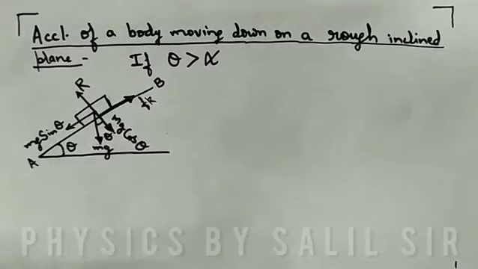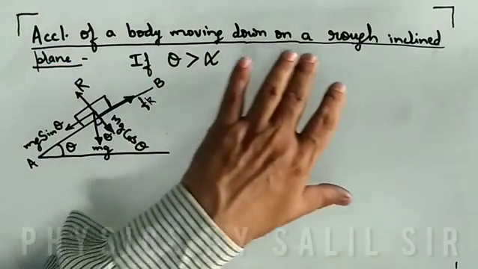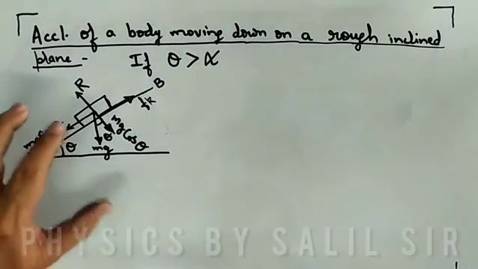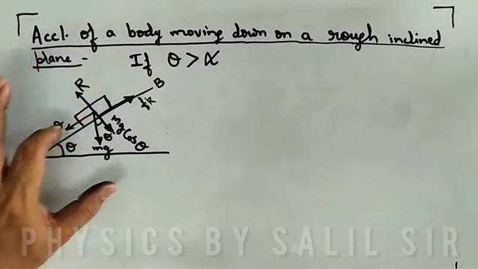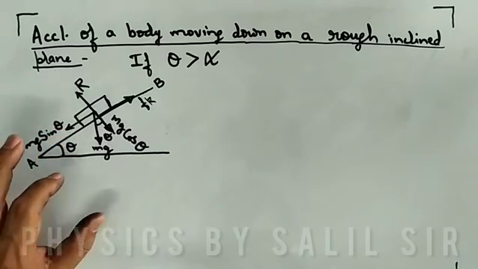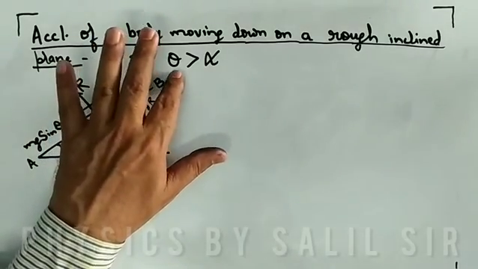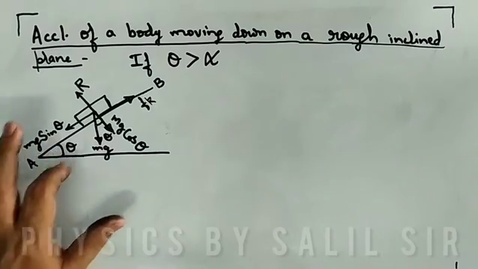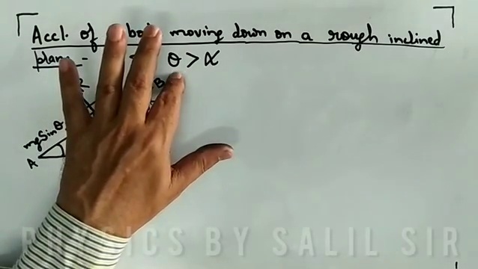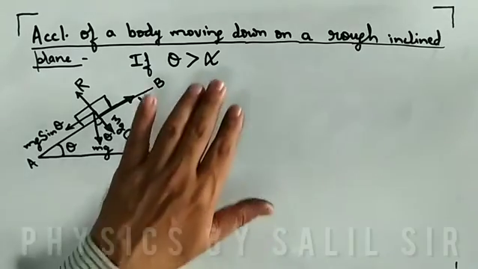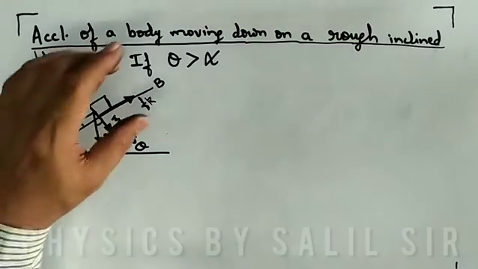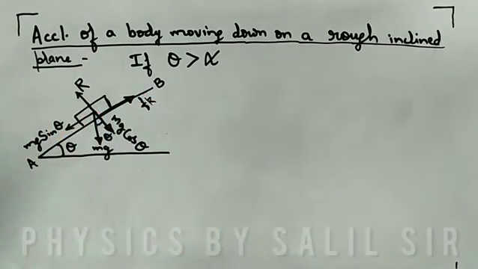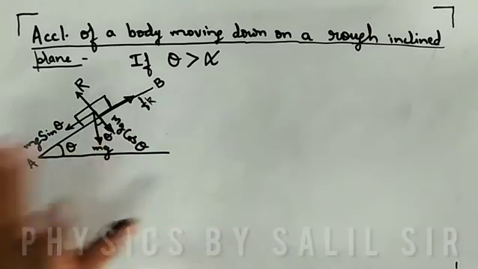We will start with the proof of the expression of the acceleration of a body moving down on a rough inclined plane. Suppose there is a block whose mass is m, and this block moves down on the inclined plane. Suppose the angle of inclination is theta and that angle of inclination is greater than the angle of repose, and only then will this block continue moving down on the inclined plane. This EB represents the inclined plane.